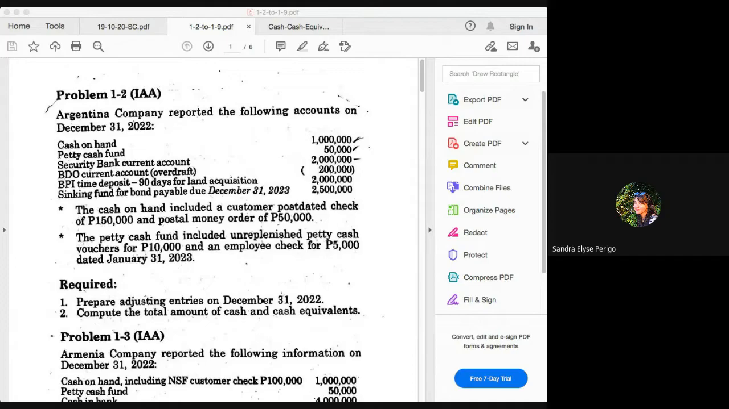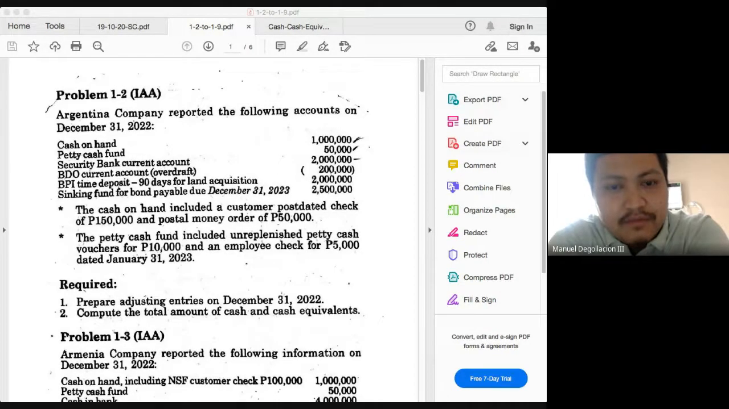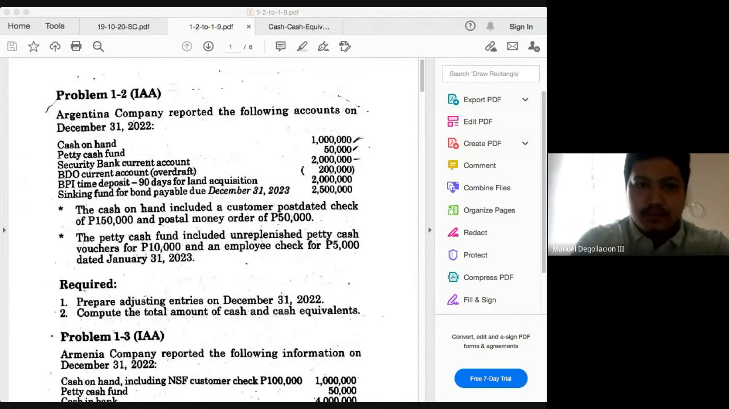5,385,000, sir. So all we have to do is to add everything. If we have already the correct figures, then all you have to do is to add. And based on your computation, it should be 5,385,000, and that would be the answer. Okay, let's proceed to problem 1-3.